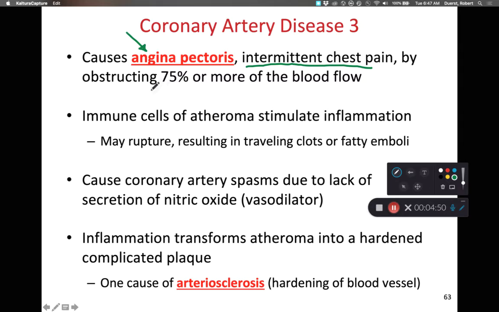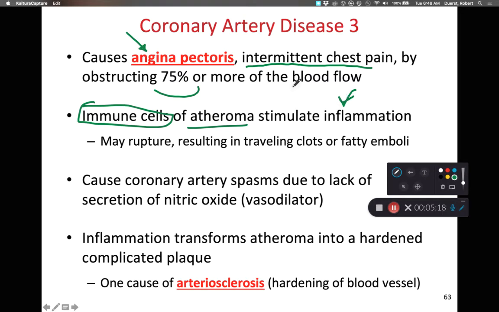Usually, angina pectoris isn't going to become a factor unless we have 75% or more of the lumen obstructed by that plaque that's built up. As the plaque or atheroma builds up, it's going to have immune cells build up within it to stimulate even more inflammation. And this is going to cause kind of a positive feedback loop. As it inflames, it causes more obstruction and more damage, which causes the recruitment of more immune cells.